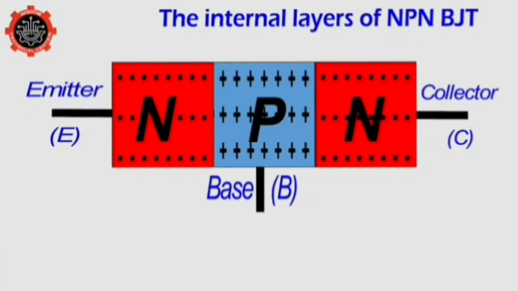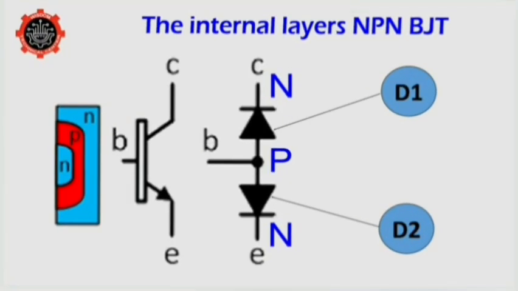Back to our explanation, the emitter and the collector of an NPN transistor are made up of the N-type semiconductor material, and the base is made up of the P-type material. An NPN transistor is essentially two diodes connected back to back. The diodes always point towards the N-type material.